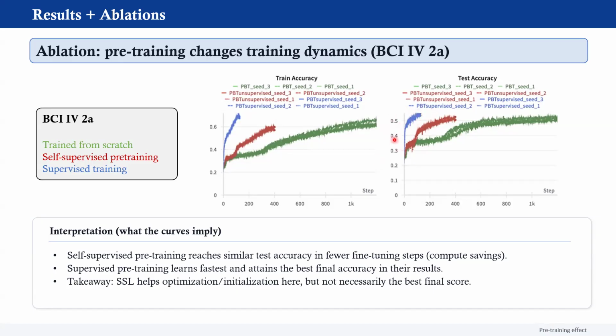So I think in the context of EEG and in the context of motor imagery datasets, simply doing supervised learning can do a good job.